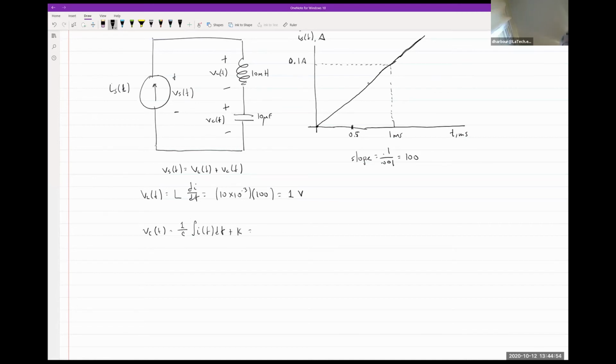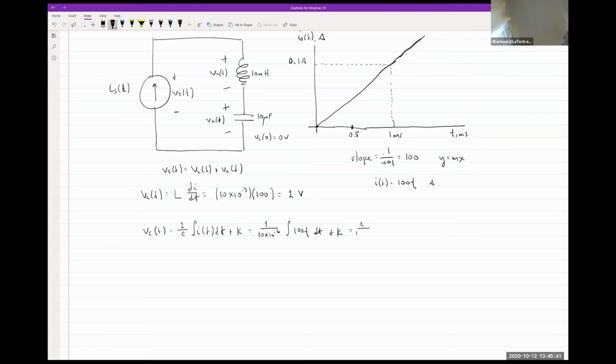And so we'd do 1 over the 10 times 10 to the minus 6th, and the integral of this line. Now we need an equation for this line, but again, it's just y equals mx, where b is 0. The y-axis is current, and the x-axis is time. So the equation of this line is that i of t equals 100 t, and that's in amps. And so we're going to integrate 100 t dt, and then again plus whatever constant. Now, for that we need the initial condition, and we were told, let's suppose that Vc of 0 is 0 volts.